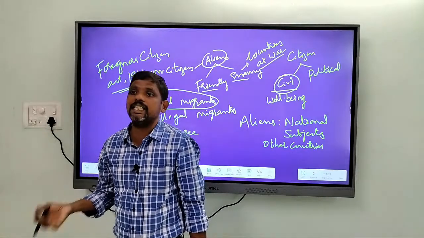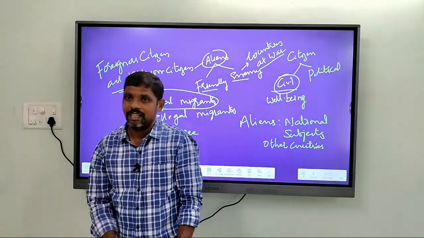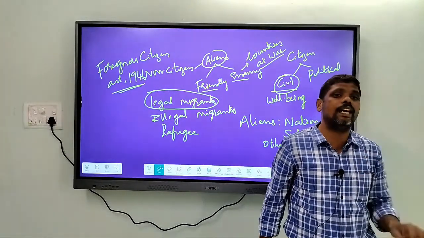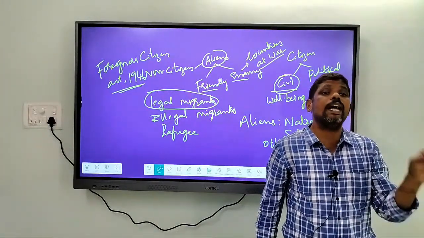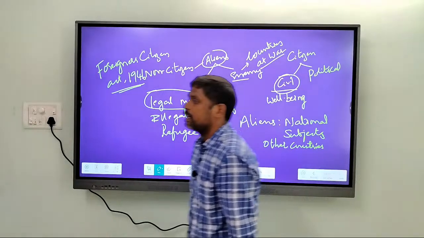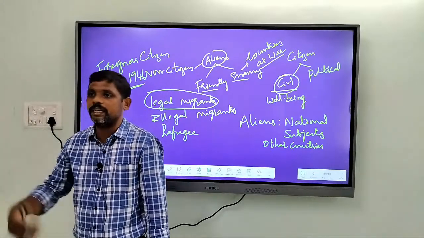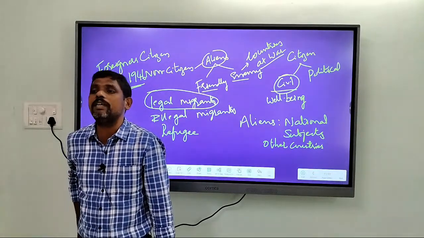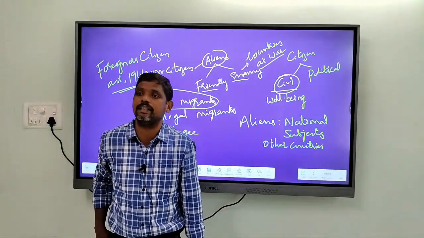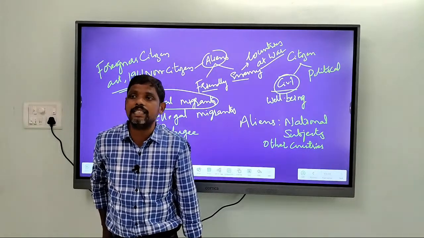If they don't possess these legal documents, then they are called illegal migrants. Illegal migrants are those individuals who enter India and stay in India without any legal documents. If there is an illegal migrant, the one who migrates to India without any legal documents, what needs to be done against them? Do these illegal migrants have any right to stay in India?